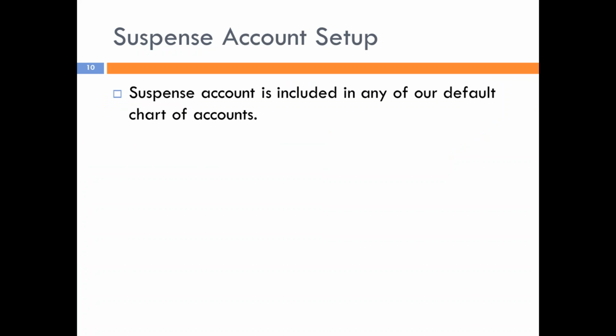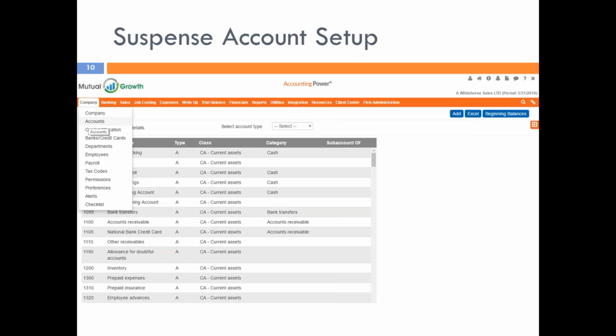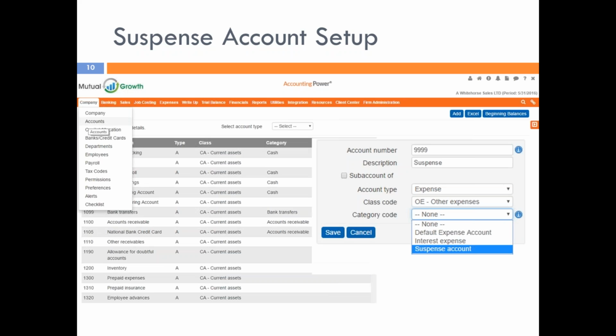Now, in order to use a Suspense account, the account has to be set up. If you're using one of our default chart of accounts to start from, it'll automatically be there. But if you've imported from somewhere or you just entered a chart of accounts, it will not be there for you, so you have to set it up. What you do in order to set it up is you go to Company Accounts, and from there you would go to Add, and you enter information about it.